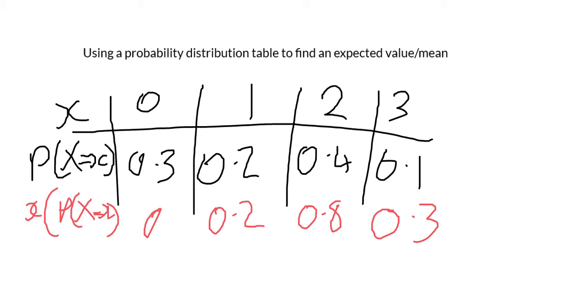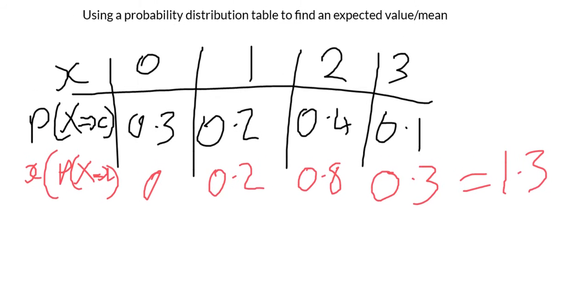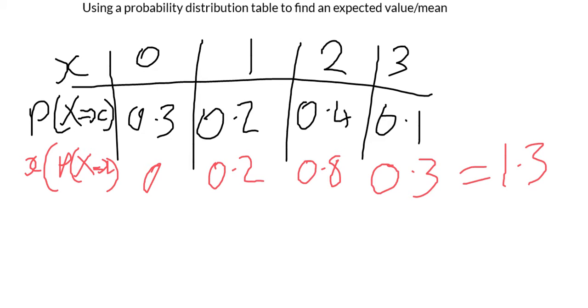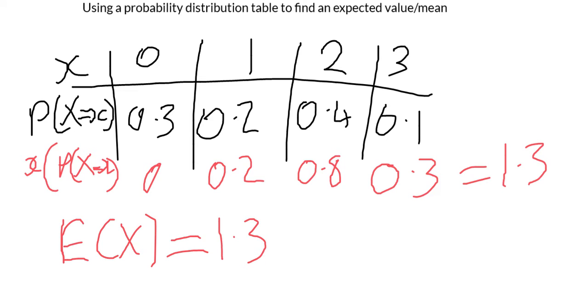To find my mean, I just now add these numbers up. 0 plus 0.2 plus 0.8, which is 1, plus 0.3 equals 1.3. And we have two different ways of writing it. This is E of x, which is the expected value for x, which is the number of teriki caught, and that equals 1.3. And then sometimes we also write that as the mean. So we write mu.